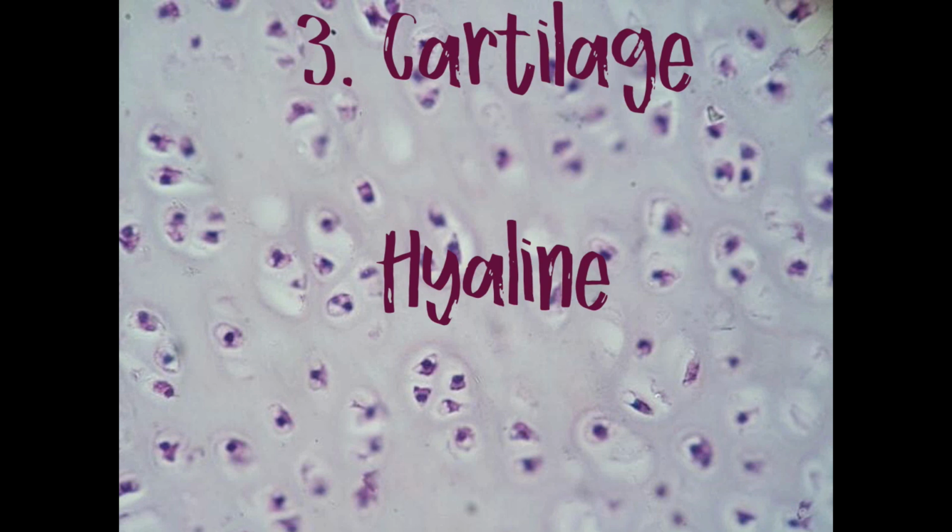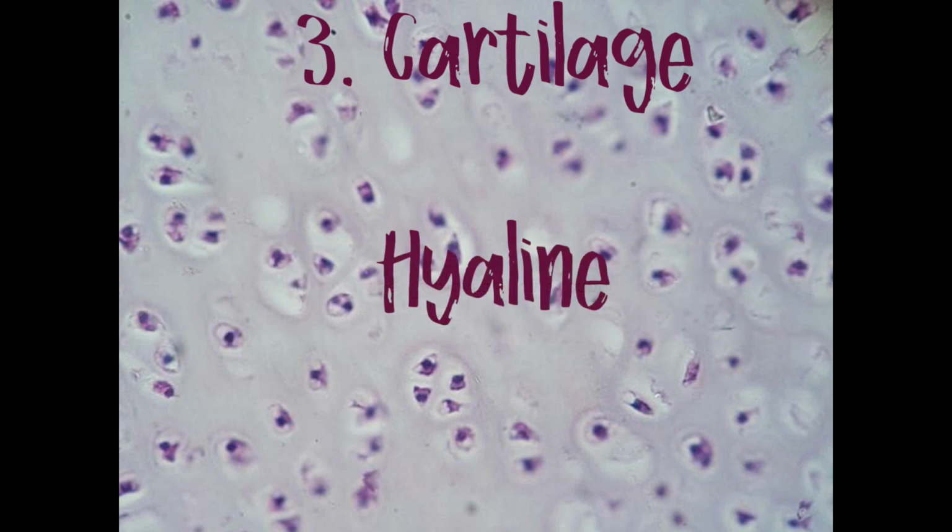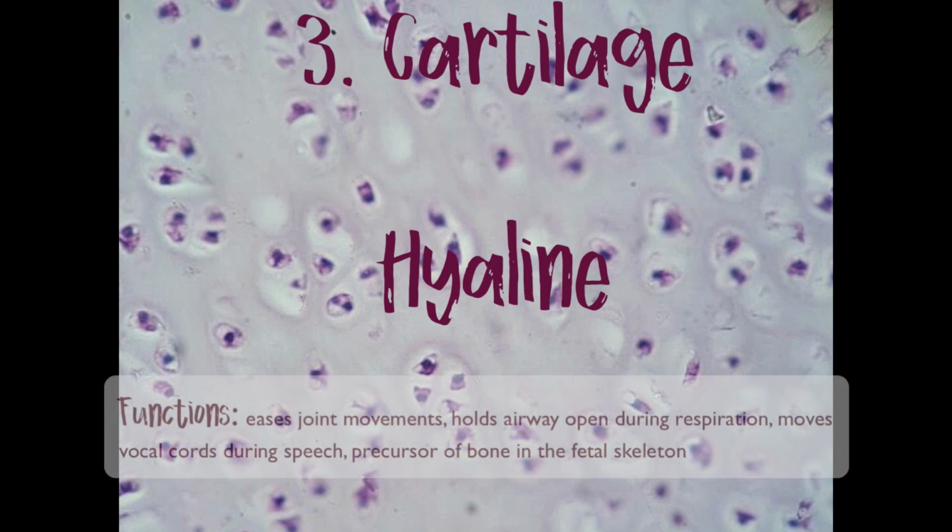And some of the areas where you will find this is in joints. It eases joint movements, allows airway opening during respiration. So there is some flexibility to this. It is also the precursor to bone. So when your body is developing, when you're an infant, especially in the womb, you're mostly cartilage.